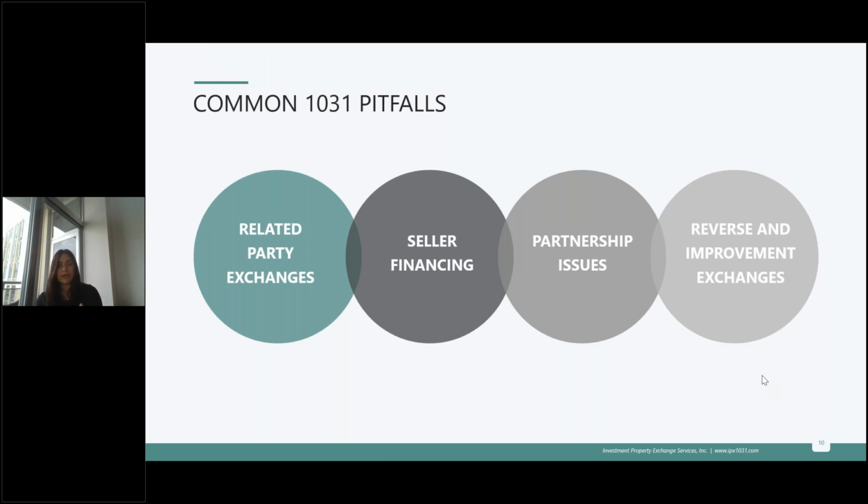So those are the common issues that we see where we really dive in and serve in an advisory role. That's the part of my job that I love, providing solutions to these problems and providing structures to some of these more complicated exchanges.